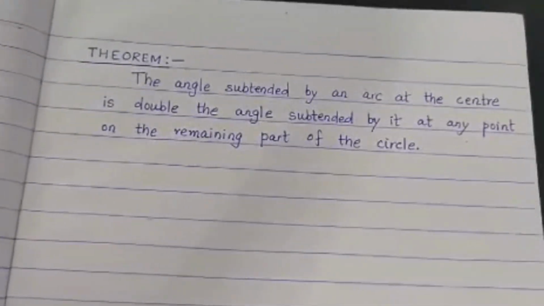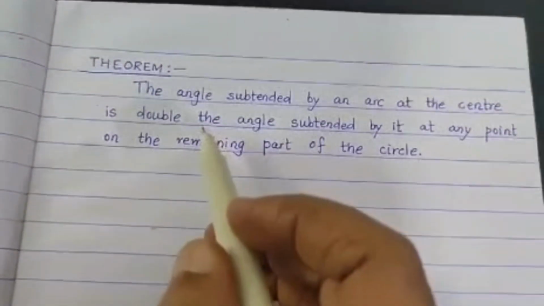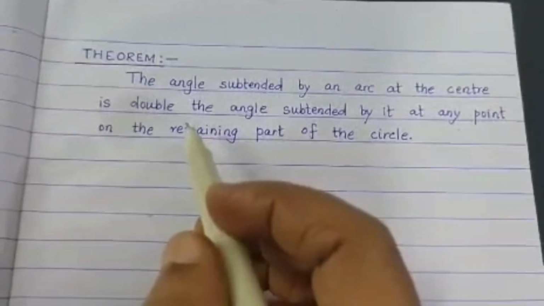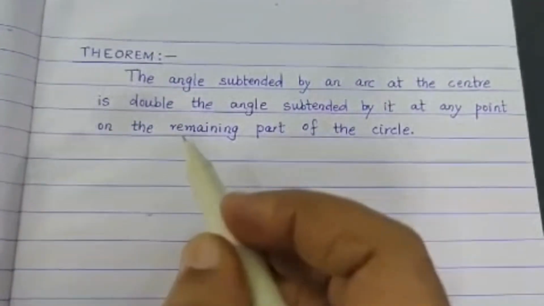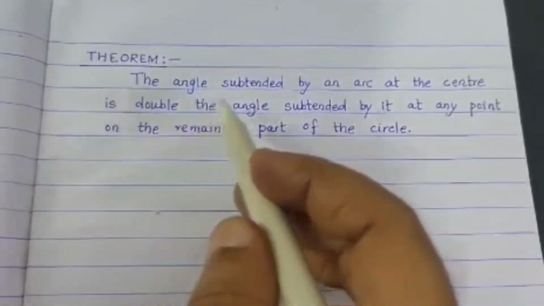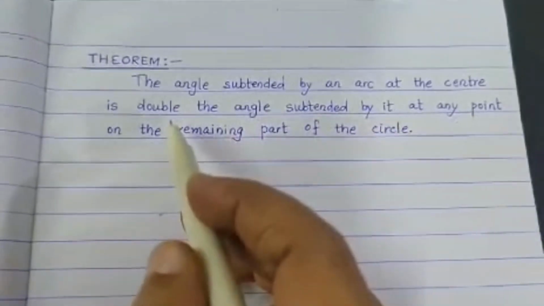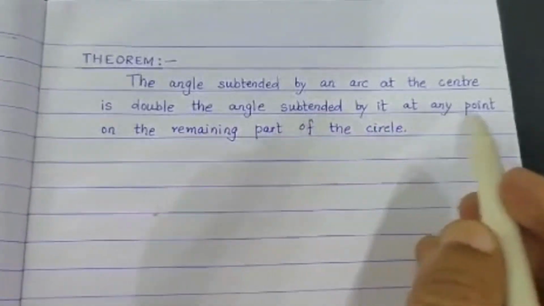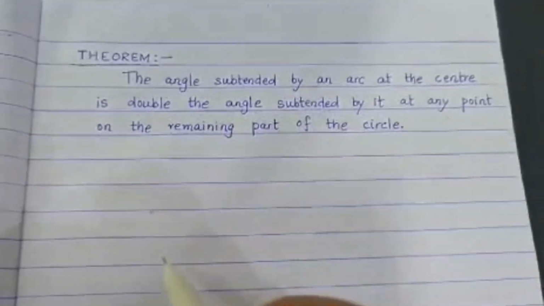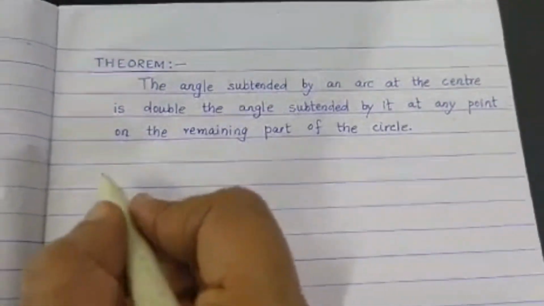Now let's understand this theorem. It is the most important theorem of this chapter. Let's understand it and let's see its proof also. All right, so the theorem is like this: the angle subtended by an arc at the center is double the angle subtended by it at any point on the remaining part of the circle. All right, we will see its proof.